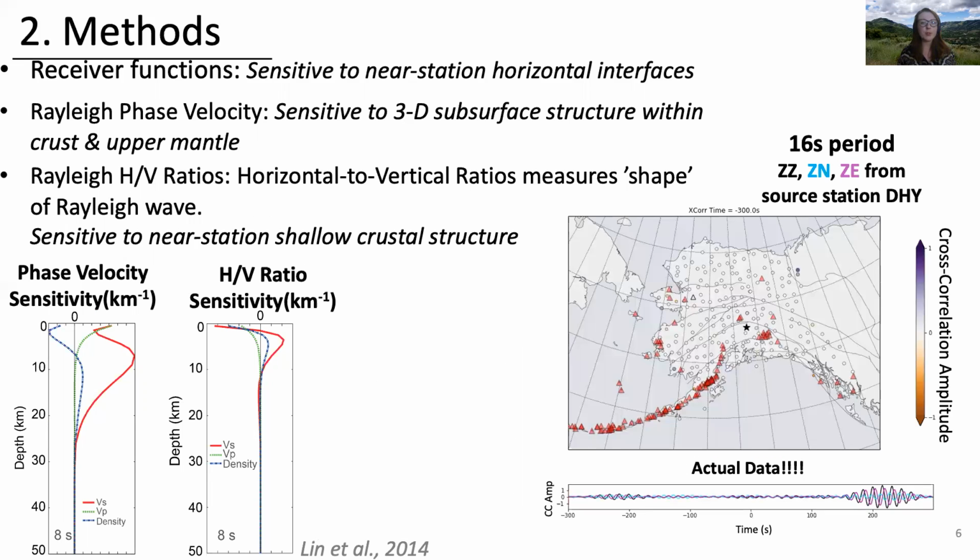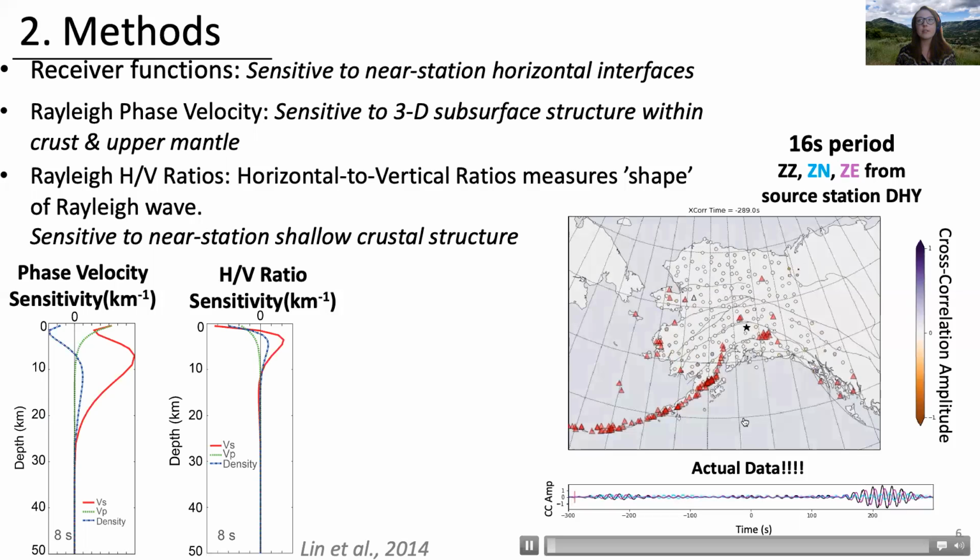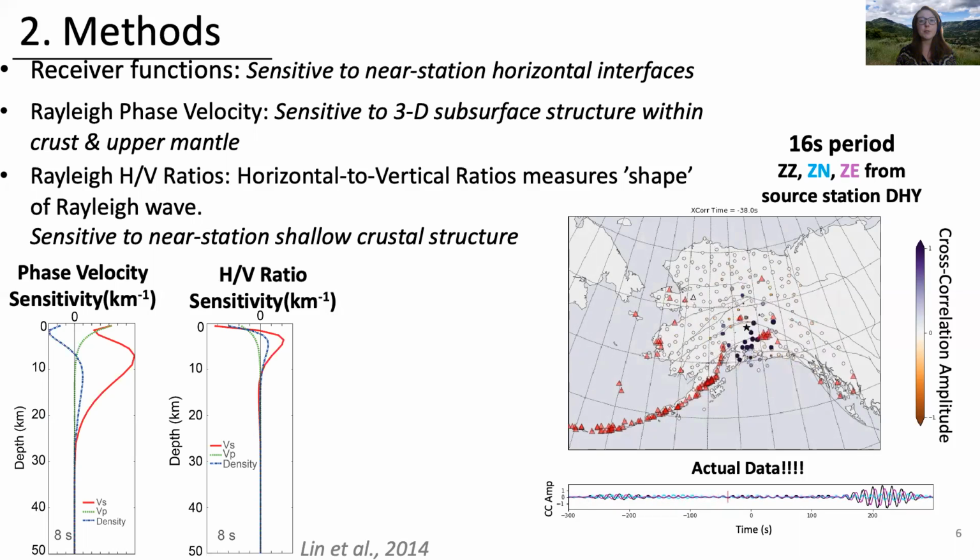Here's an example of the cross correlations of every station in the TA, cross-correlated with source station DHY, marked as a black star, bandpassed around 16-second period with a reference station, cross-correlograms for ZZ, ZN, and ZE components. Clear retrograde elliptical motion can be seen as the wave collapses onto the source. This is also seen as the wave propagates from the source back out to the receivers.